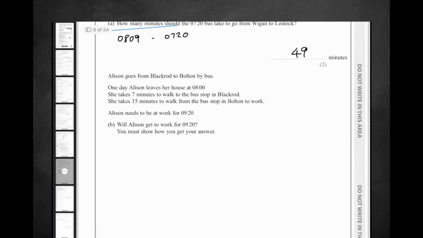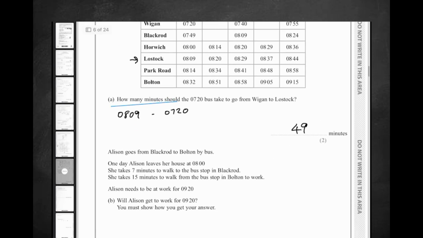Alison goes from Blackrod to Bolton by bus. One day Alison leaves her house at 8. She takes 7 minutes to walk to the bus stop in Blackrod. She takes 15 minutes to walk from the bus stop in Bolton to work. She needs to be at work for 9:20. Will Alison get to work for 9:20?